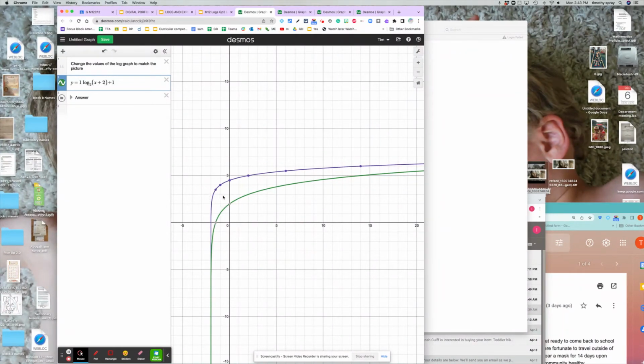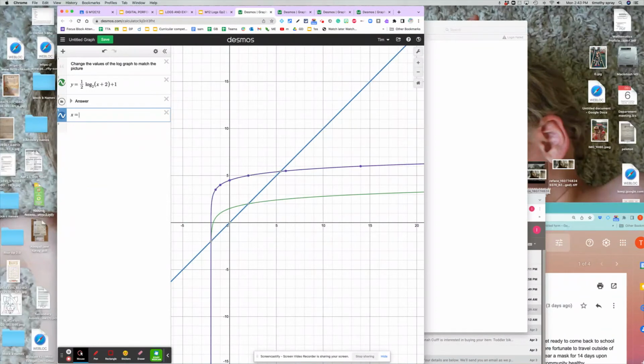Well, I don't know about you, but can you see here, this is 1 and then 2, and it looks like this has been compressed vertically, so I'm going to put a half in there. Okay, so I'm pretty right on that. So another thing I might do here, just to help out, is I'm going to go x equals -2.